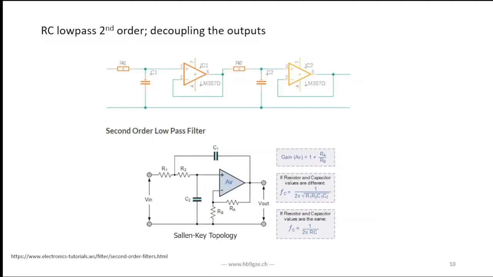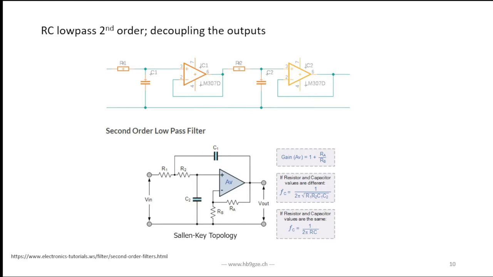To eliminate this loading effect from one RC to the next RC, you could use buffer amplifiers in between. If you have a buffer amplifier, as you see here in the picture, between the first RC and the second RC stage, then the buffer amplifier is not loading the first RC and is providing a low impedance into the second RC stage, and therefore you have no loading and no shifting of your corner frequencies, and you have nothing else but two RCs, one stage after the other, without these loading effects.